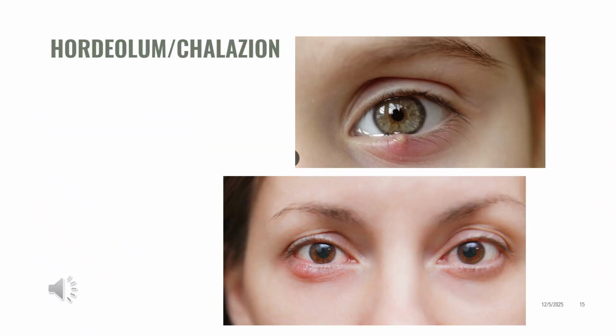For hordeolum and chalazion, be sure and know the differences in evaluation and management between these two problems. There may be pictures that you need to look at, and you can see in these pictures that the hordeolum is more right on the border of the lower lid, and it looks like pus, a little pimple-ish, whereas the chalazion is a lump, and it can be on the upper or lower lid. And know when to refer to ophthalmology or an optometrist.